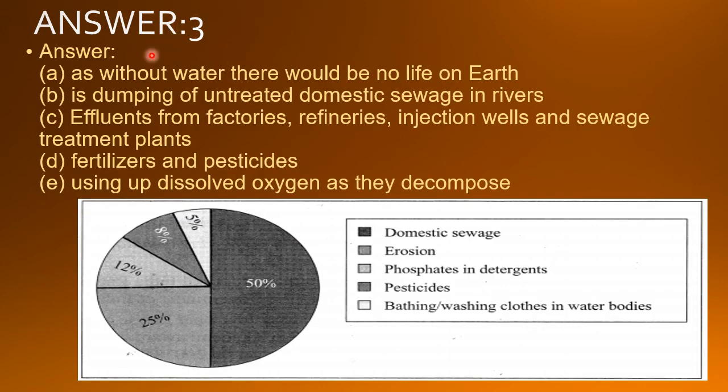The answer for question number 3: for A, without water there would be no life on earth. For B, dumping of untreated domestic sewage in rivers. For C, effluents from factories, refineries, injection wells, and sewage treatment plants. For D, fertilizers and pesticides. And for E, using up dissolved oxygen as they decompose. So this is the answer for question number 3. This type of question will be available in your board exams too.